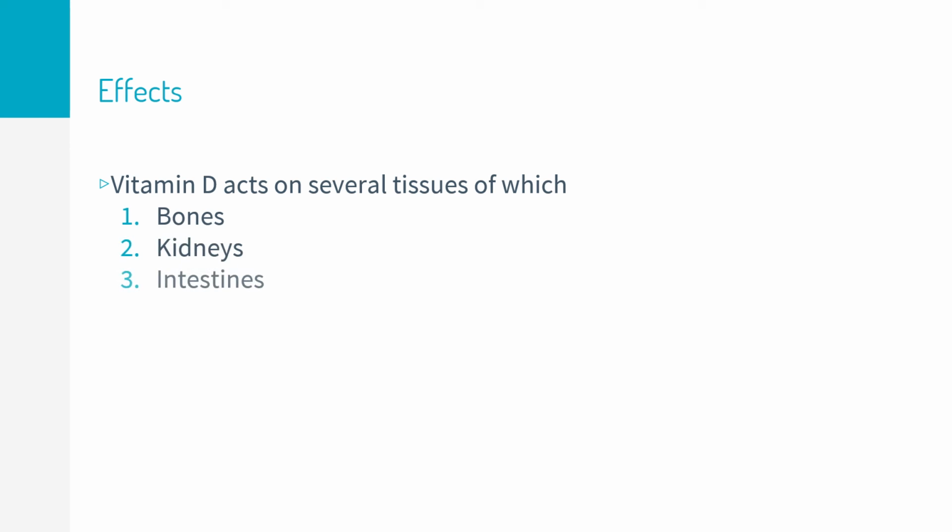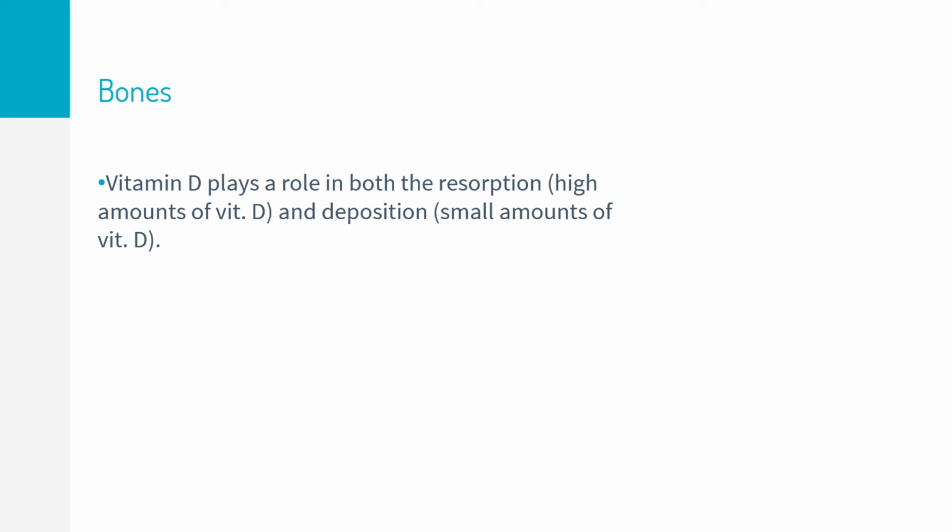So let's move to the effects of vitamin D. Vitamin D acts on several tissues, of which we have bones, kidneys, and intestines. Let's take each one at a time, starting with bones. Vitamin D plays a role in both resorption and deposition. Resorption happens with high amounts of vitamin D, and small amounts play a role in the deposition of bone.